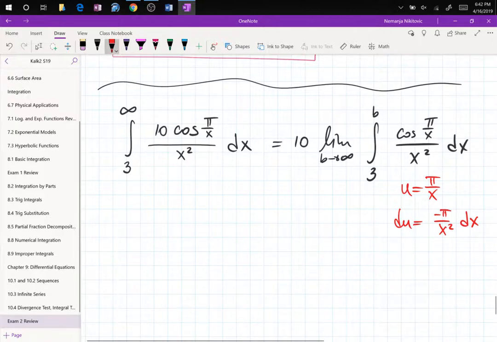And then it happens. Well, I mean, you're not going to try partial fraction decomposition. You see a cosine up there, right? There are no square roots and stuff, so it's not going to be a trig sub either. You can kick the 10 out.